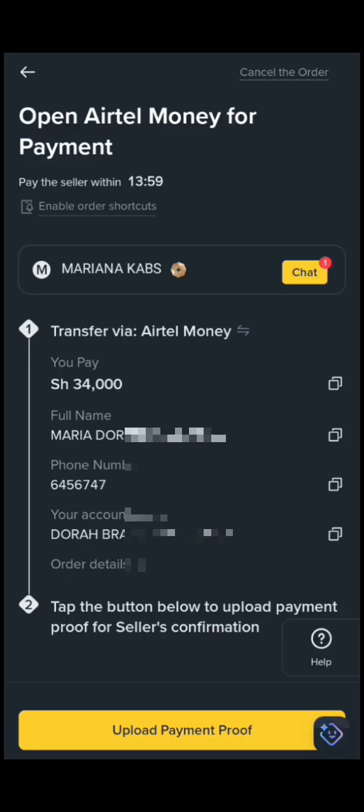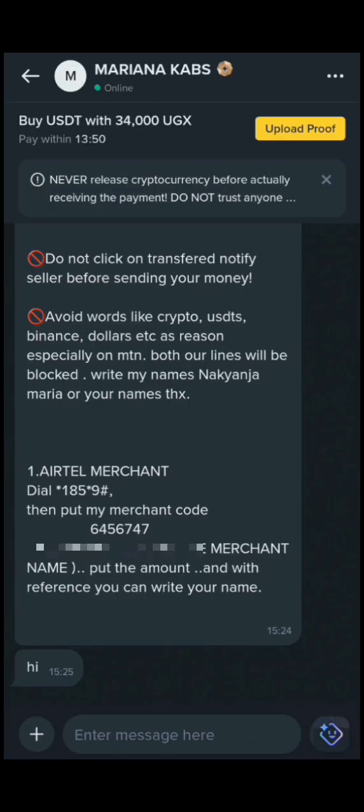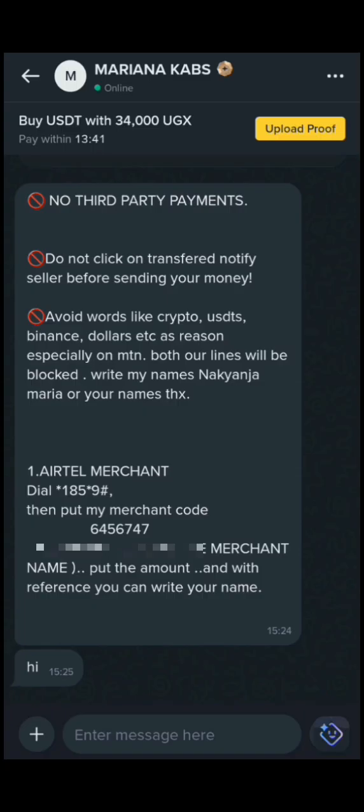Always before doing anything at this page, go ahead and press on chat. You can take a look right here. Don't click transfer, notify the seller. Always make sure that you read what is on this page before submitting anything. You can see she's telling you that Airtel merchant dial *185*9# and then put the merchant code right here, and they are telling you the names, so make sure that you follow that.